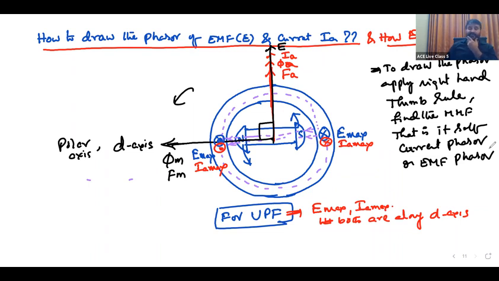Now I will take next 0.8 lagging power factor. Say, if I take 0.8 lagging power factor, this is over, na? Simply thumb rule. Right.